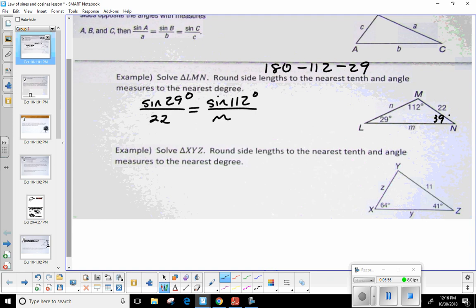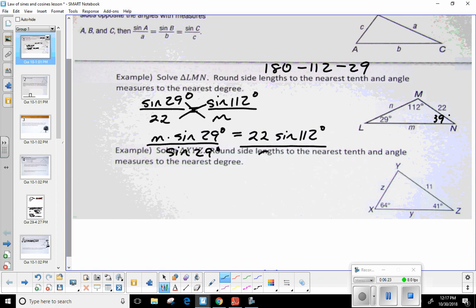Yeah, you just cross multiply, right? So I'm going to multiply here. So that would be m times the sine of 29 degrees is equal to 22 times the sine of 112. Well, how am I going to get m by himself? Yeah, just like you can divide by a number, you can divide by a trig function. There's nothing wrong with that. So I'm going to divide both sides by the sine of 29 degrees. See, those are going to cancel. Now I've got m equals.